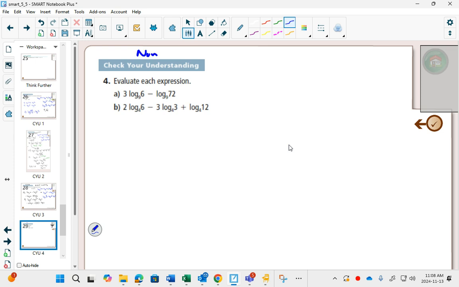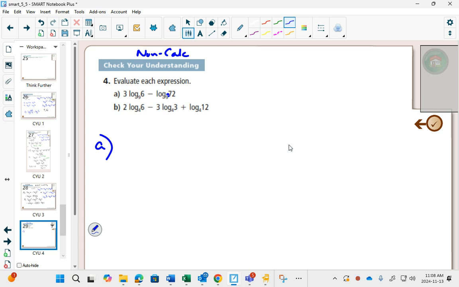This is going to be non-calculator. We're going to evaluate each of these expressions. Now remember that an exponent stands for... a logarithm is trying to solve for that exponent. So we can imagine a little question mark there. And unfortunately, 9 to what exponent is 72 is not something that is easy to do. Not at all. It's not on your powers chart.